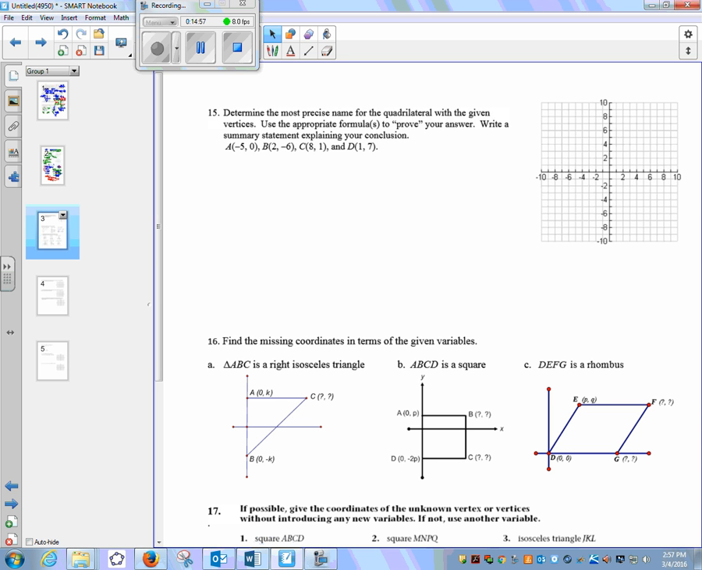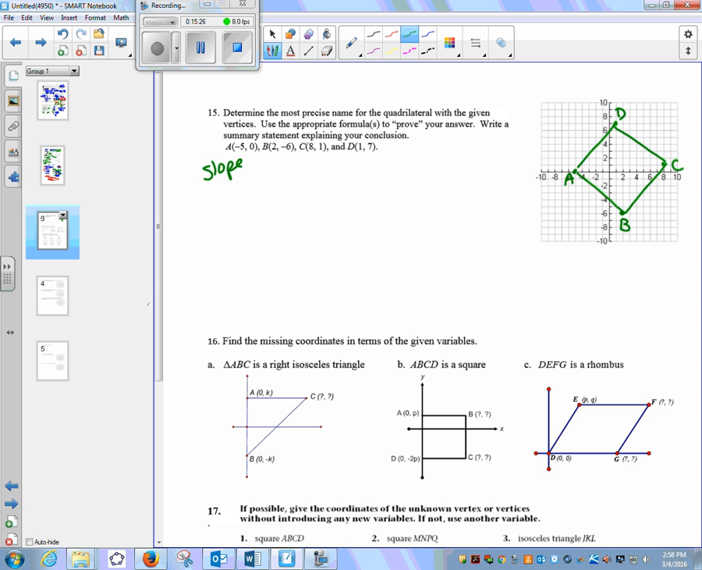Okay, determine the most precise name for the quadrilateral with the given vertices. Use the appropriate formulas to prove your answer. Write a summary statement explaining your conclusion. So A is at -5, 0. B is at 2, -6. C is at 8, 1. And D is at 1, 7. So this is A, B, C, D. We're going to try to prove it is what it is.